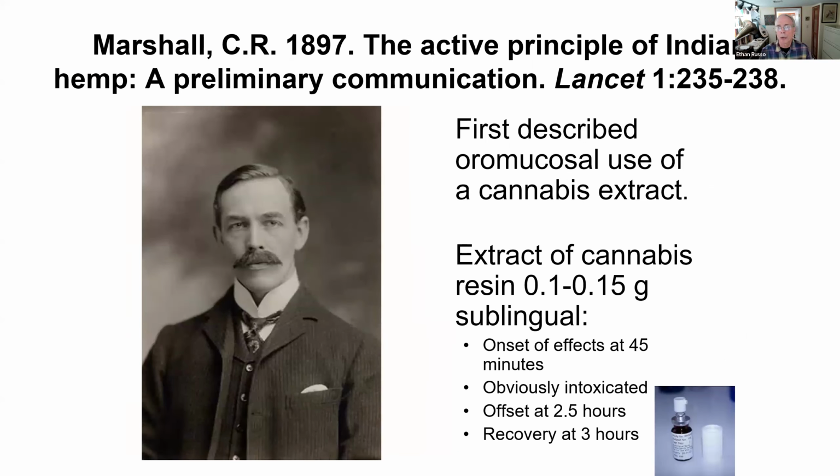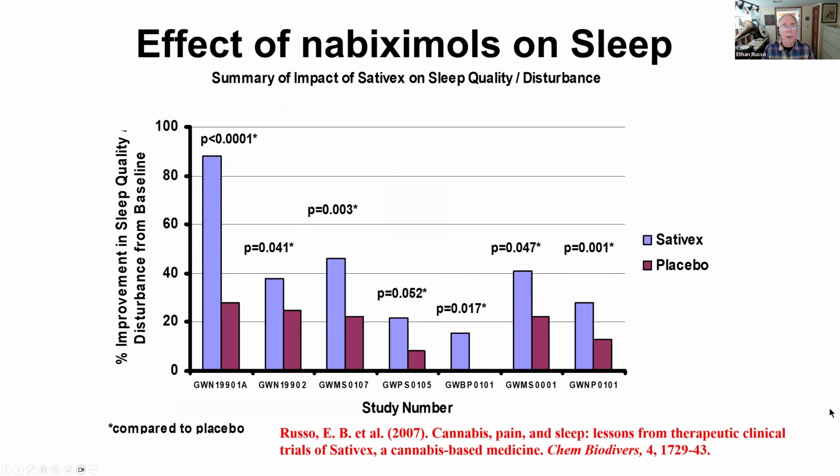Marshall was the first to describe oral mucosal use of cannabis extracts, so that would be absorption in the mouth. He produced an extract of cannabis resin, used it underneath the tongue sublingually, noticed the onset of effects at 45 minutes with an obvious intoxication, offset at 2.5 hours, and recovery at 3 hours. And this is basically the same mechanism by which Sativex spray was used subsequently.